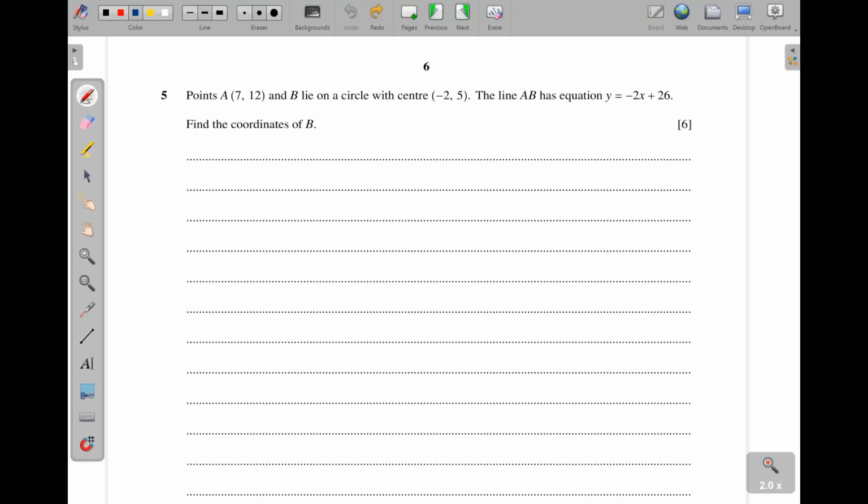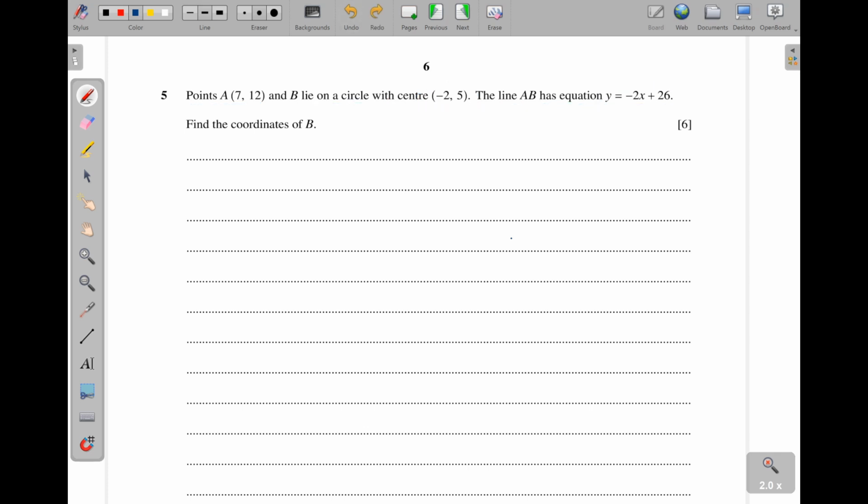Question 5 is coming from coordinate geometry, but in particular circles. Points A (7, 12) and B lie on a circle with center (-2, 5). The line AB has the equation, this one here. Find the coordinates of B.